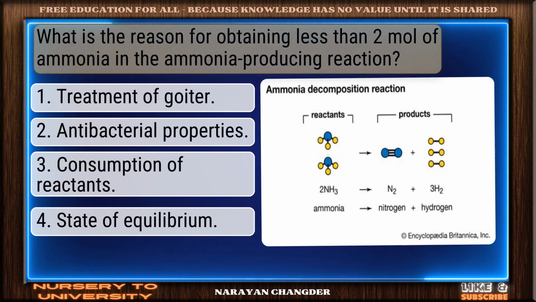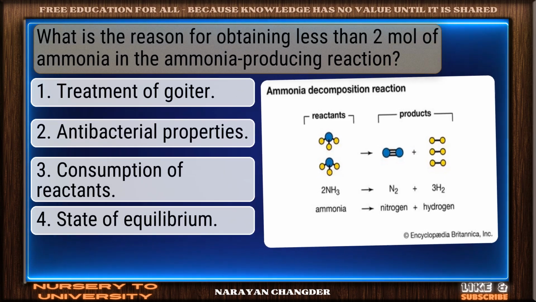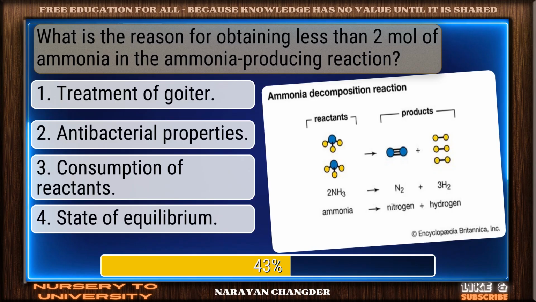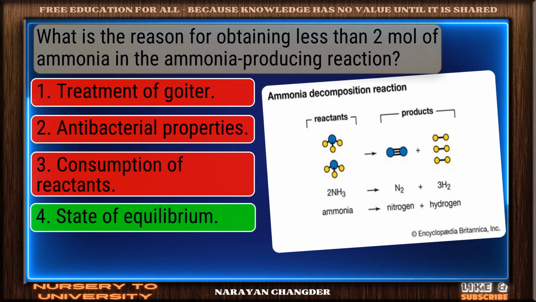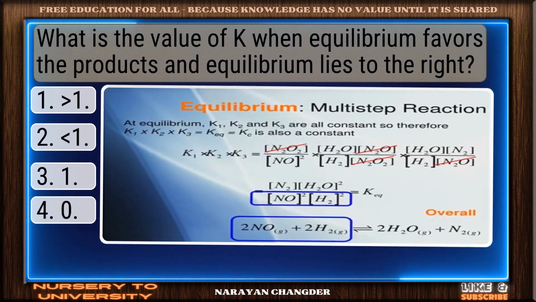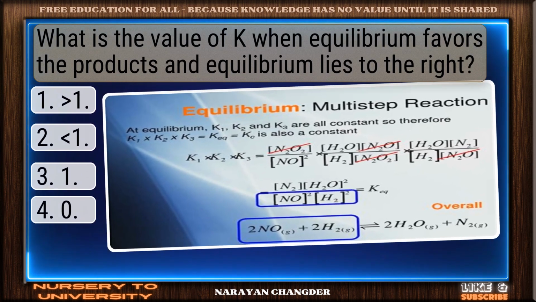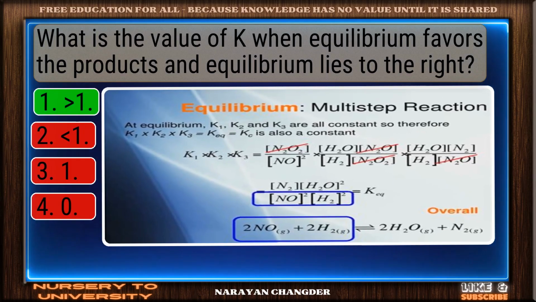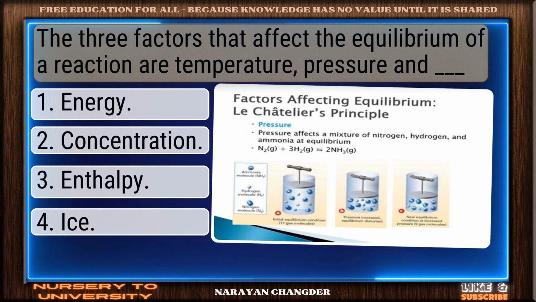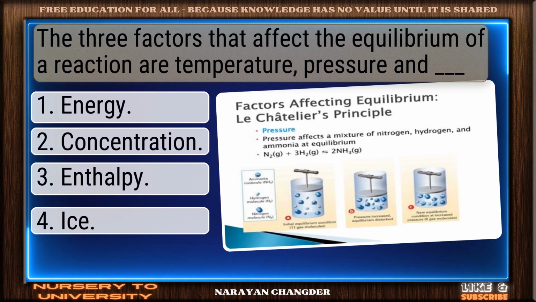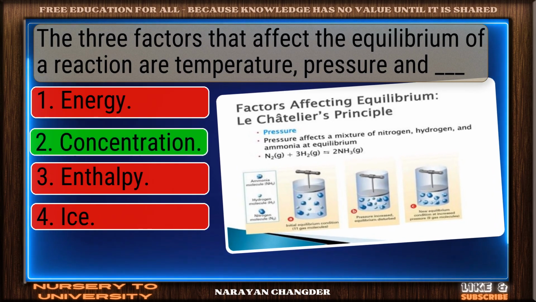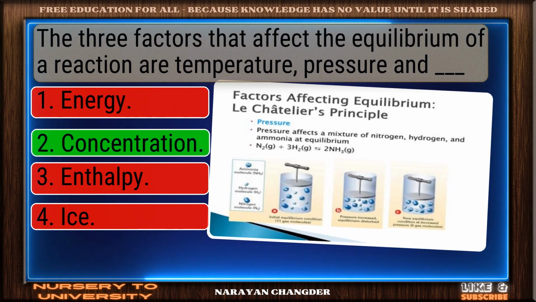What is the reason for obtaining less than 2 mol of ammonia in the ammonia-producing reaction? Valid point. State of equilibrium is true. What is the value of K when equilibrium favors the products and equilibrium lies to the right? Excellent. K greater than 1 is a brilliant choice. The 3 factors that affect the equilibrium of a reaction are temperature, pressure, and dash. Nice work. You chose concentration, and it is correct.